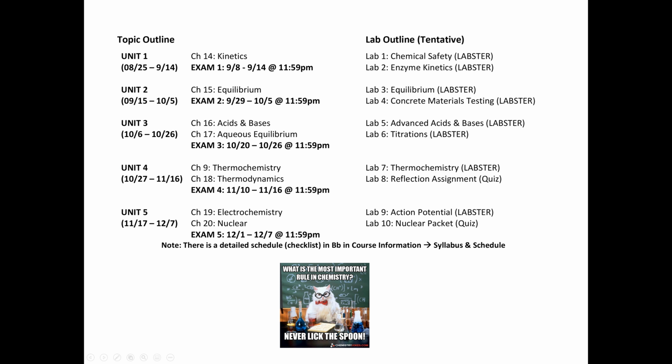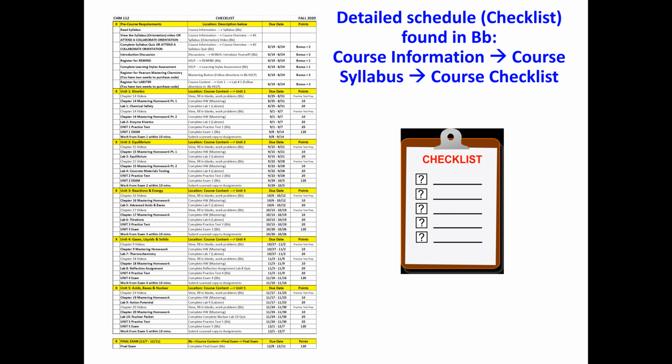All right, so these are the topics that we're doing, and the dates that the units go. Notice that most of the labs are going to be done with the Labster software. There are two exceptions: Lab 8, which is reflection, and Lab 10, which is a nuclear packet that I put together. In that one, you'll take a quiz to actually get your lab grade. So that's just going to be a little different at the end, so make sure you pay attention. The detailed schedule will look like this.